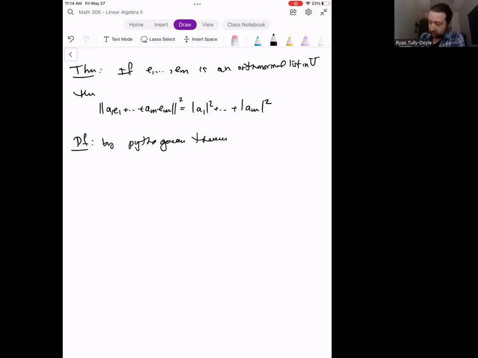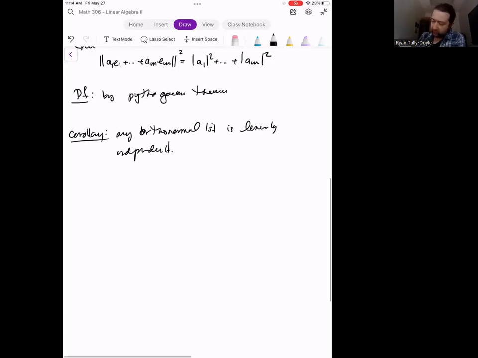And then immediately, because this is true, we also see the following. So we instantly get this corollary: any orthonormal list is linearly independent. And the proof of that is pretty easy as well. It just uses the previous theorem.